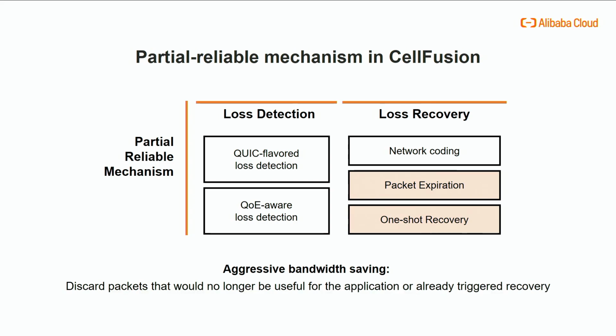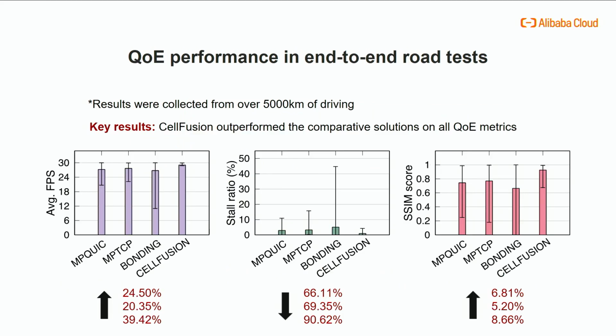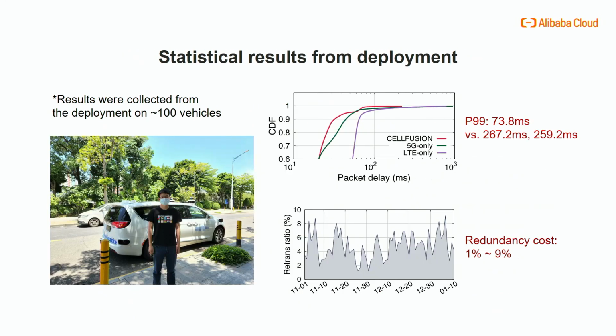We omit many details in the paper, and please feel free to refer to the paper. After the design part, let's briefly go through the evaluation results of CellFusion. In our road test consisting of over 5,000 kilometers of driving, we found that CellFusion outperformed all other comparative solutions on QoE metrics, including FPS, stall ratio, and SSIM score.